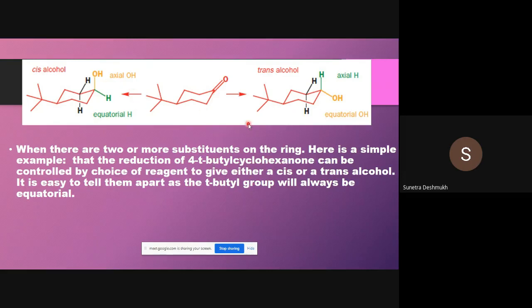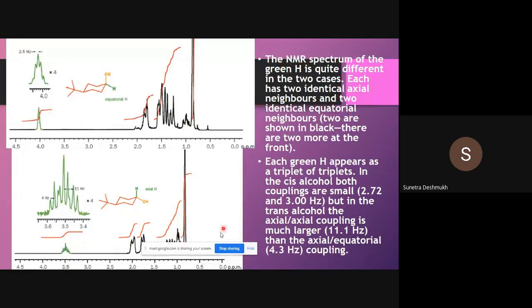So once we got our product, we have to go for the NMR scan. Once we have the NMR results in our hand, with the help of the coupling constant value, we can identify whether we got trans alcohol or cis alcohol. So what type of NMR will we get here? Okay, here this is the cis alcohol NMR, and this is the trans alcohol NMR. From the NMR values, we can identify whether we got cis alcohol or trans alcohol. So in case of cis alcohol, what type of NMR do we expect?